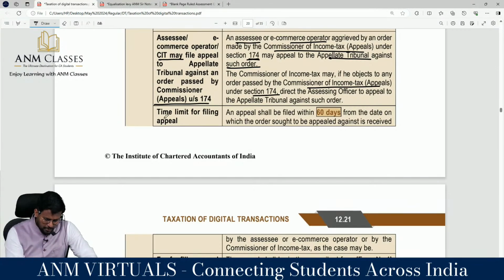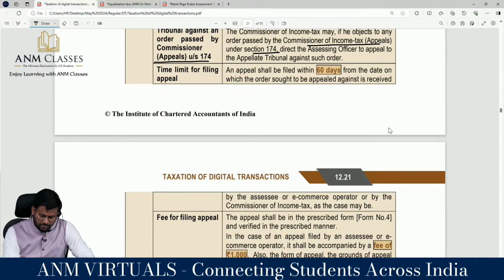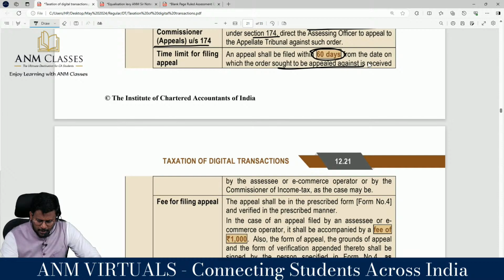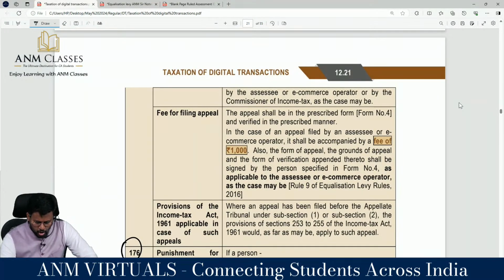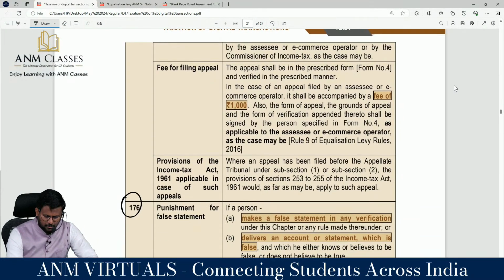Hello. Time limit for filing appeal, what is the time limit? Here it is the same. The appeal shall be filed within 60 days from the date on which the order sought to be appealed against is received by the assessee or e-commerce operator or by the Commissioner of Income Tax, as the case may be.